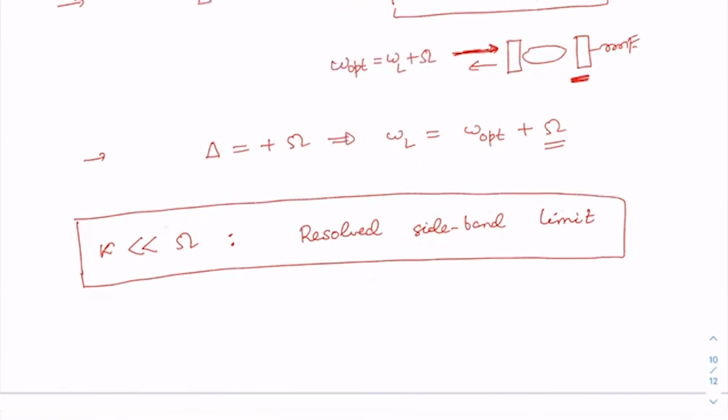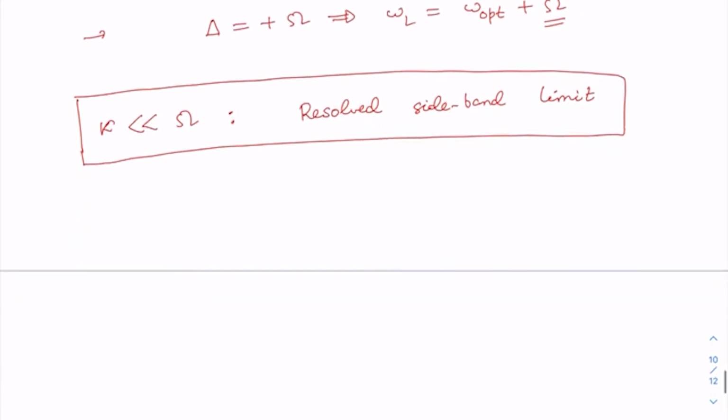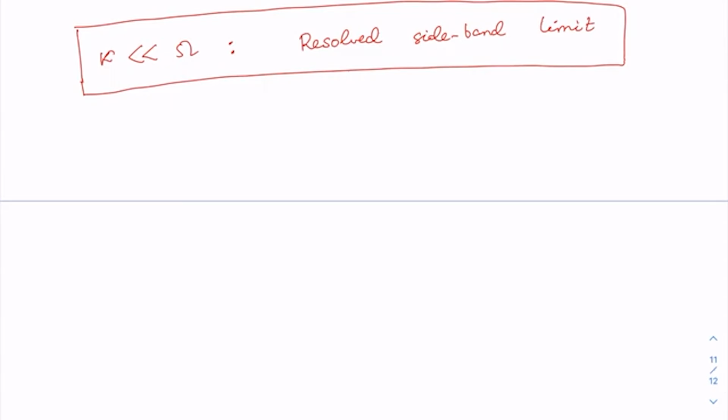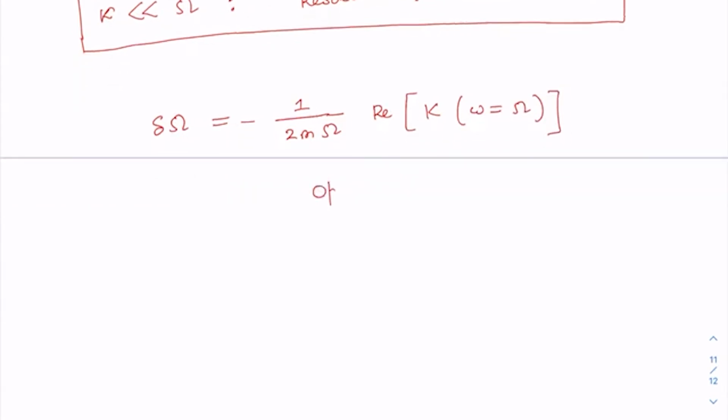Now let us discuss the implication of the real part of k omega. As pointed out earlier, it is related to the frequency shift of the mechanical oscillator. We saw earlier that the frequency shift delta omega is equal to minus 1 by twice m omega, where omega here is the resonance frequency, times the real part of k evaluated at the resonance frequency. This is what we know as the optical spring effect.